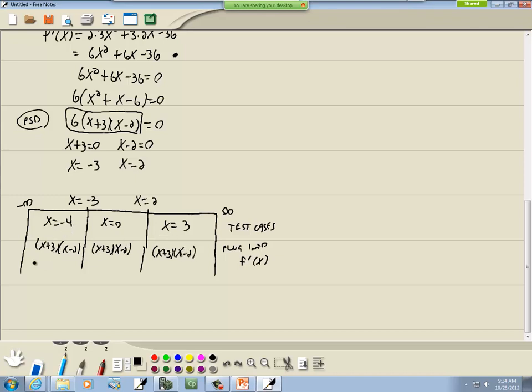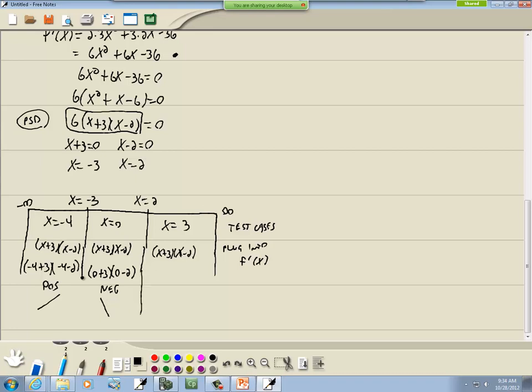Okay, so if I put negative 4 in here, we get negative 4 plus 3 and negative 4 minus 2. Negative 4 plus 3 is negative. Negative 4 minus 2 is negative. Negative times a negative is positive. So this is positive, which means it's increasing. Now if I put 0 in, I got 0 plus 3 and 0 minus 2. 0 plus 3 is positive. 0 minus 2 is negative. Positive times a negative is negative, which means this is decreasing.